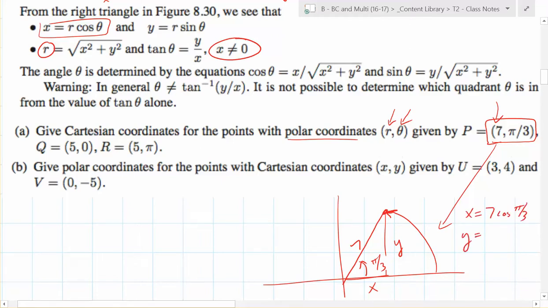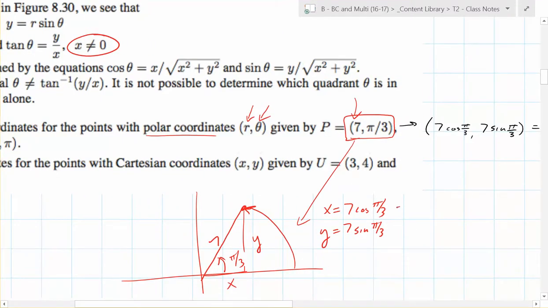And what does y equal? 7 sine pi over 3. You will be expected to know your basic trig values. Some of you are still working on that. Please make sure you cannot leave cosine pi over 3 in your final answer. Please don't do that. What is cosine of pi over 3? Yes. And what is sine of pi over 3? Root 3 over 2. Yeah. So you'd stop there. So what would the coordinates be for this? 7 over 2, comma, 7 root 3 over 2.